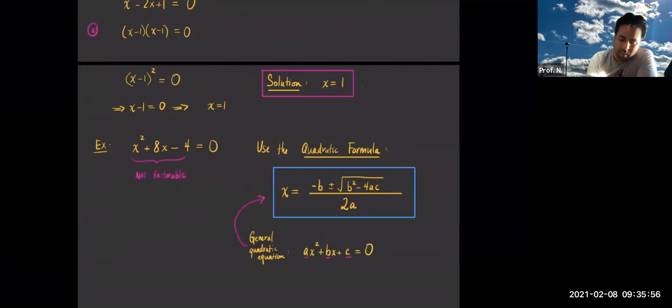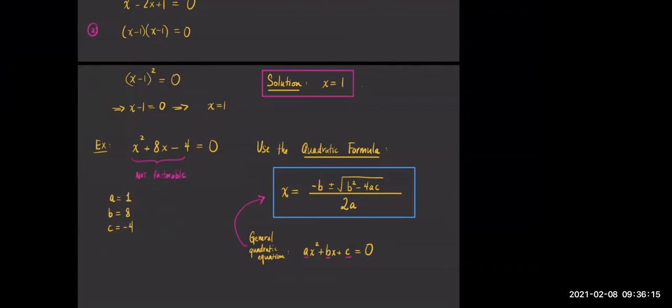So what are our a, b, and c? Well, you just said it. I don't know who said it, but someone said it. a is 1, b is 8, and c is -4. Right? Was that Sanjana? Was that you? Yeah, it was me. Okay.